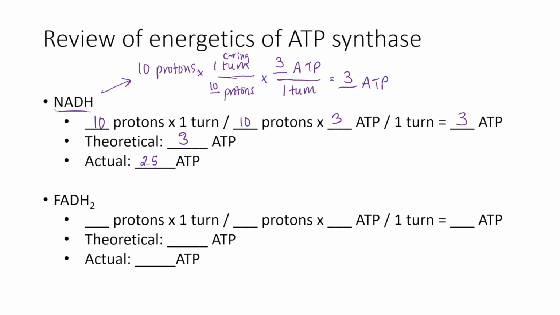So why is the actual number a little bit lower than the theoretical number? What's happening to all the protons? Yeah, exactly. The membrane itself is a little bit leaky, so some of the protons can go back to the matrix without passing through ATP synthase. Any other reasons?